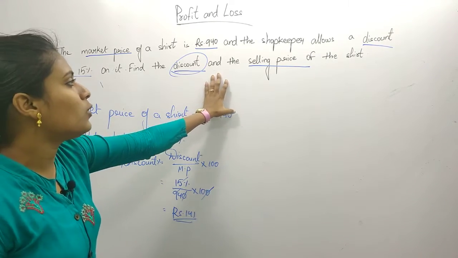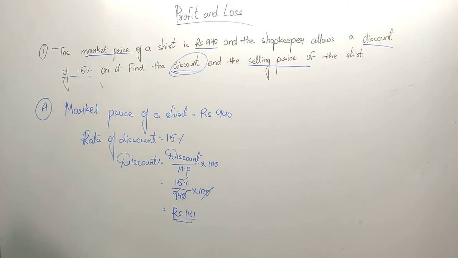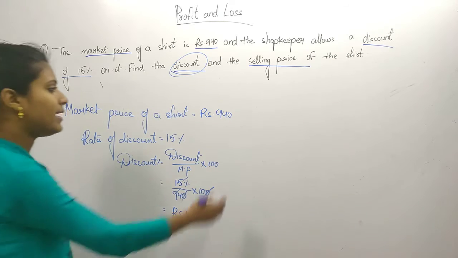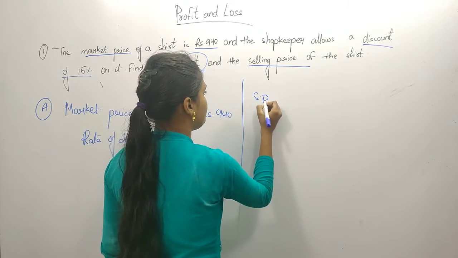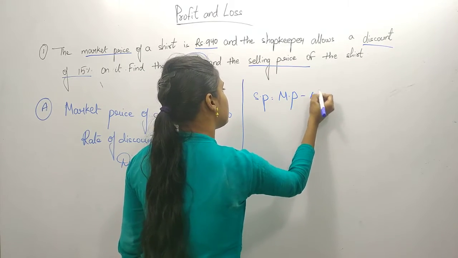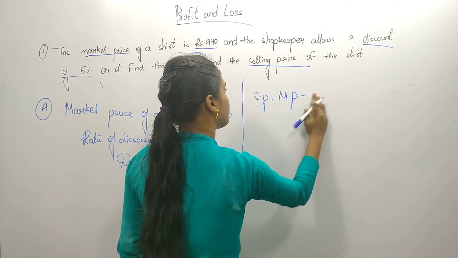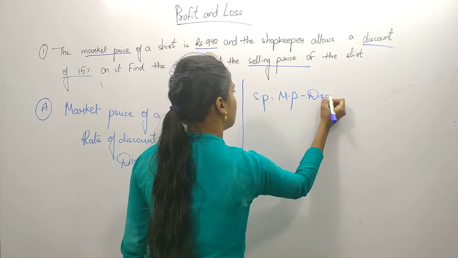Now we have already found the discount. Finally, what do you have to find out? We have to find the selling price of the shirt. Selling price means the selling price formula. What is the selling price formula in discount? SP is equal to market price minus discount.